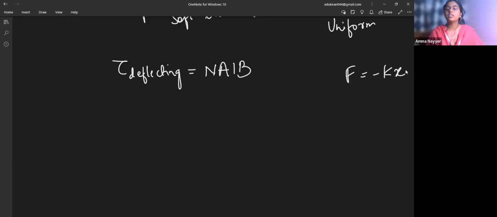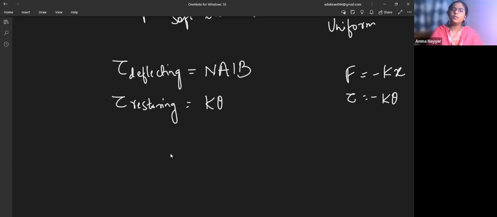So this is your translation one. If you have rotation, the same thing in rotation, translate everything. This becomes torque, minus K, and linear displacement becomes angular displacement. So what is deflecting torque is this, and your restoring torque here will be K theta. So you can equate both of these. So NAIB is equal to K theta.